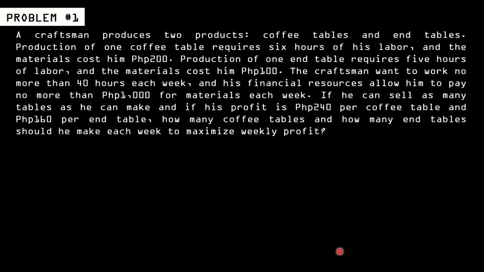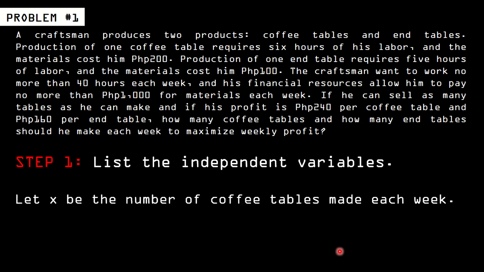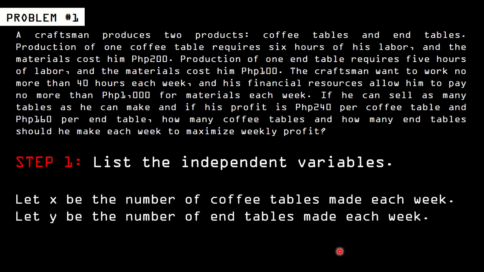So let's say we let X as the number of coffee tables made each week, and then let Y be the number of end tables made each week. Always remember you need to represent the independent variables. So let's say we have here X and Y.